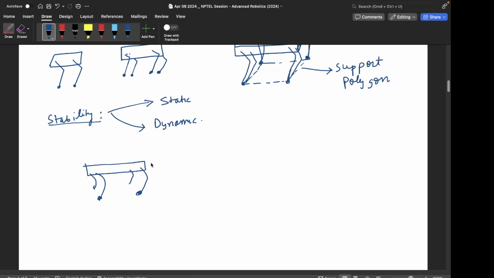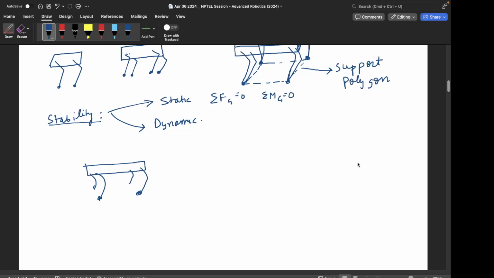anywhere when we see the word static stability, it means that the total forces on the center of mass and total moment about the center of mass is zero. That is static stability, right? So static stability means that if, let's say, I stop the robot in that configuration, then in that configuration the robot is statically stable. It will not fall down.